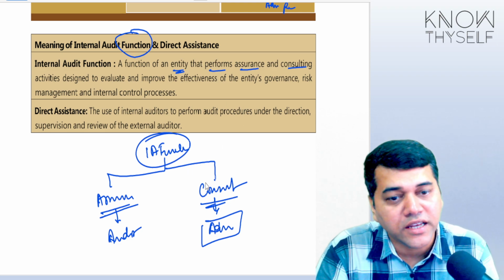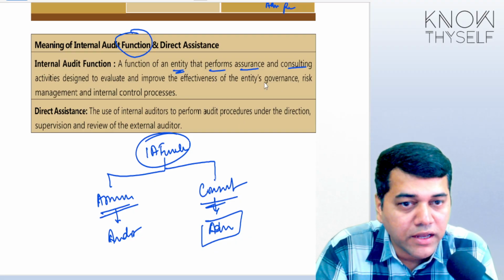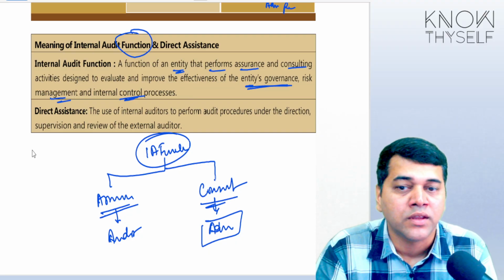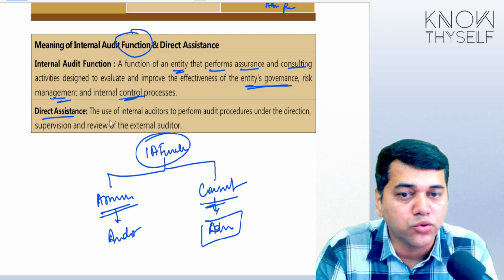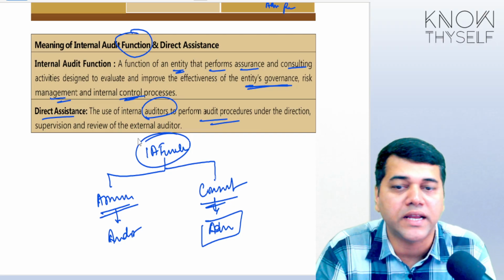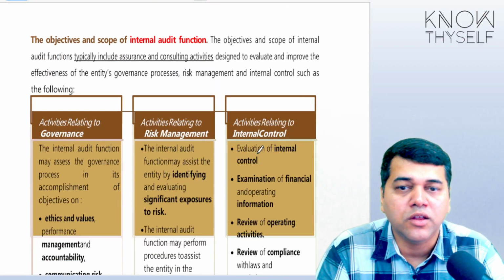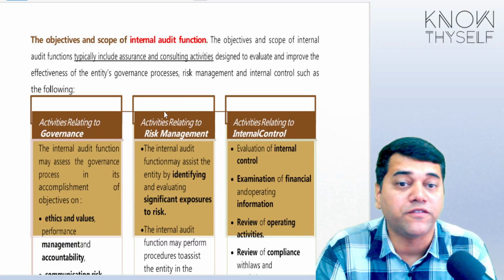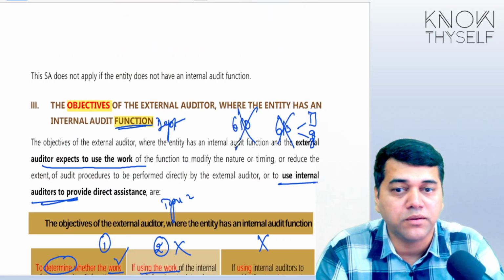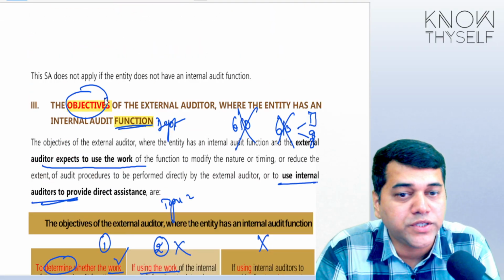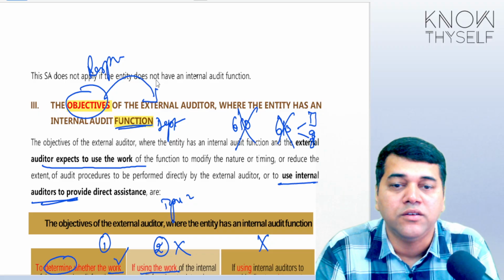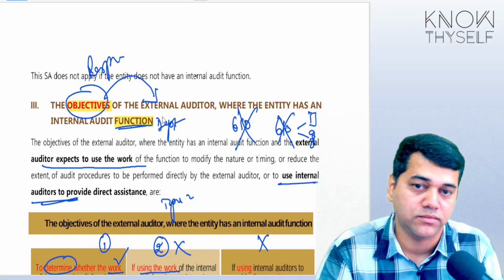Okay. And they can get involved in risk management, to evaluate the entity's governance, risk management and internal control processes. Now what does direct assistance mean? It is the use of internal auditors to perform the audit procedures by guiding, directing and supervising. Now what is the objective and scope of the internal audit function? Please understand, this objective is different from the earlier objective. That was the objective or responsibility of the external auditor when you want to use the work or the function.